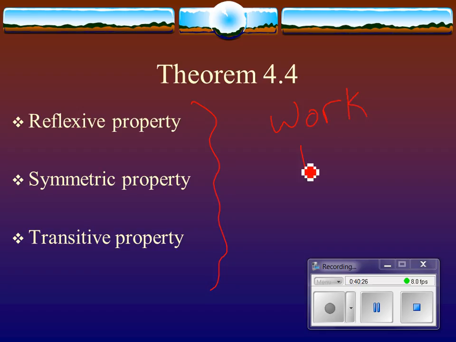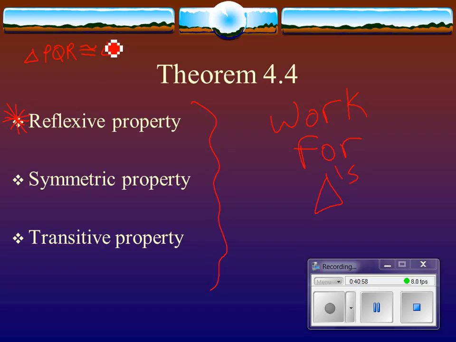They all work for triangles. So all three of these properties work for triangles. The reflexive property. We don't use this for triangles so much. If we were going to use it for triangles, it'd say something like triangle PQR has to be congruent to triangle what?